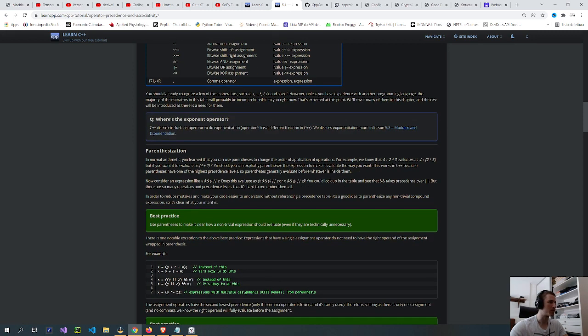Where's the exponent operator? C++ does not include an operator to do exponentiation. That operator has a different function in C++. We discuss exponentiation more in lesson 5.3.